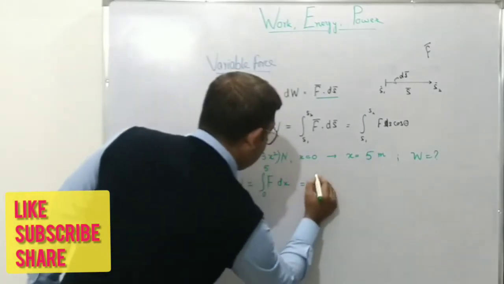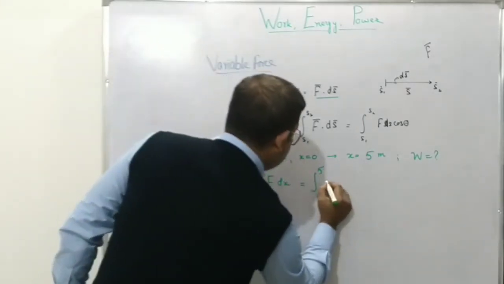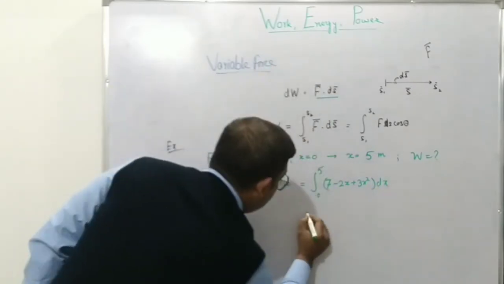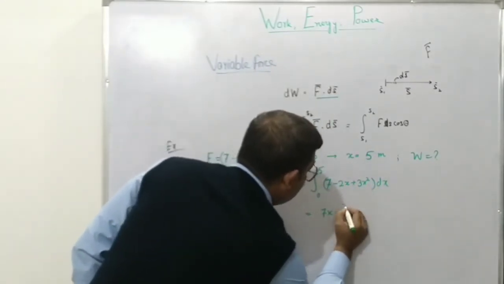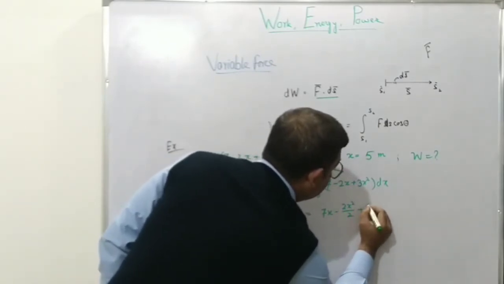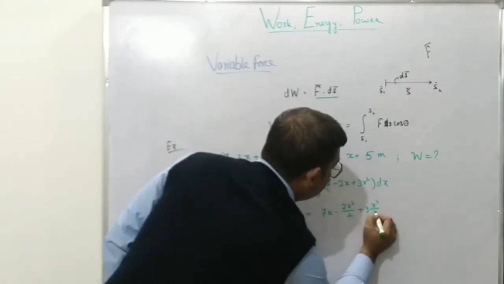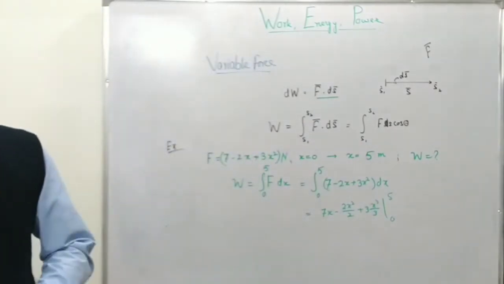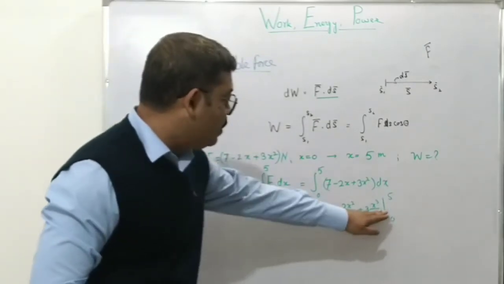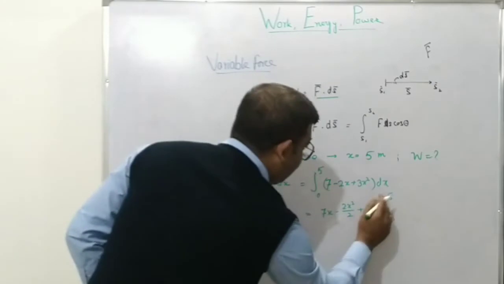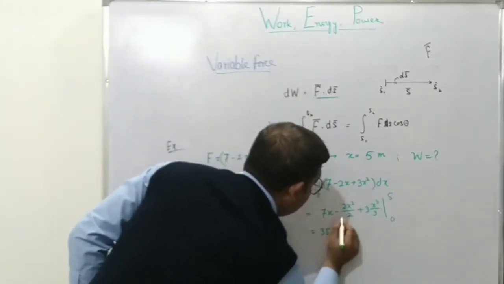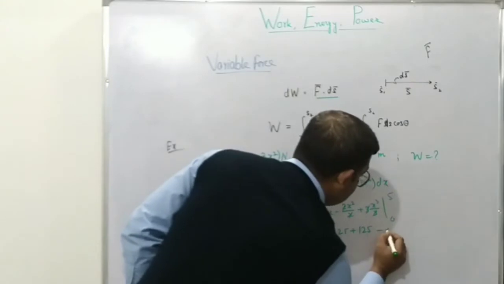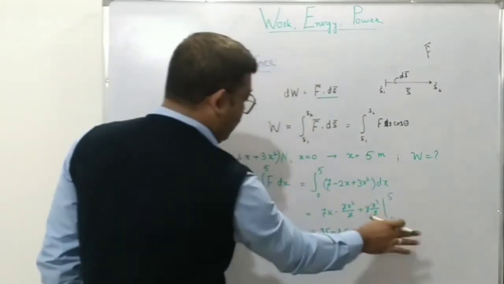If we substitute the value, we will get integration 0 to 5 of 7 minus 2x plus 3x squared dx. After integration we get 7x minus 2x squared by 2 plus 3x cubed by 3, in the limit 0 to 5. Each term has x in it, so we substitute 5 first. 7 into 5 is 35, minus, these 2's will cancel, x squared is 25, 3's will cancel, plus 125, minus 0, because if we substitute 0 all the terms will be 0.